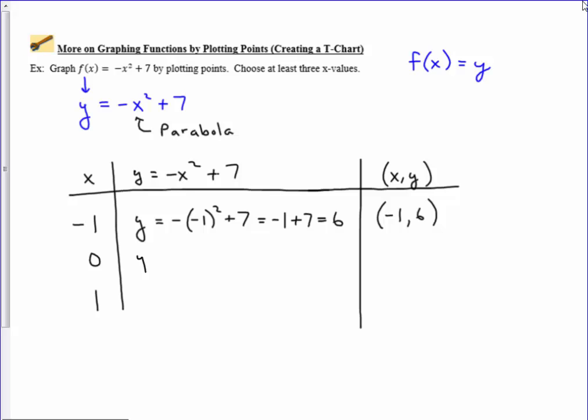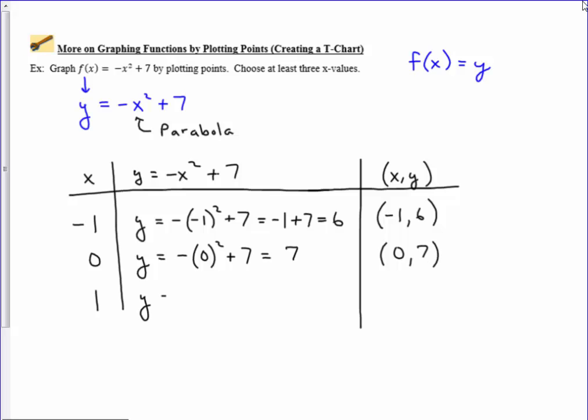Do the same thing for 0. So we'll have negative 0 squared plus 7. 0 squared is 0. Applying the negative doesn't affect anything. It's still 0. And so the end result here is 7. So we have the ordered pair 0, 7.